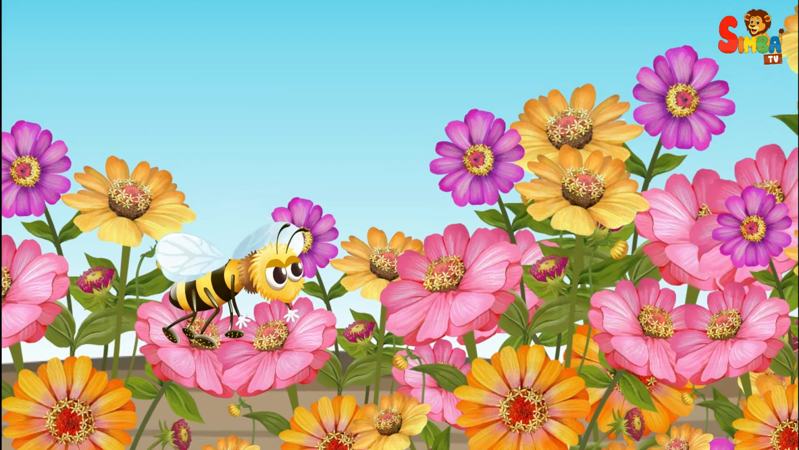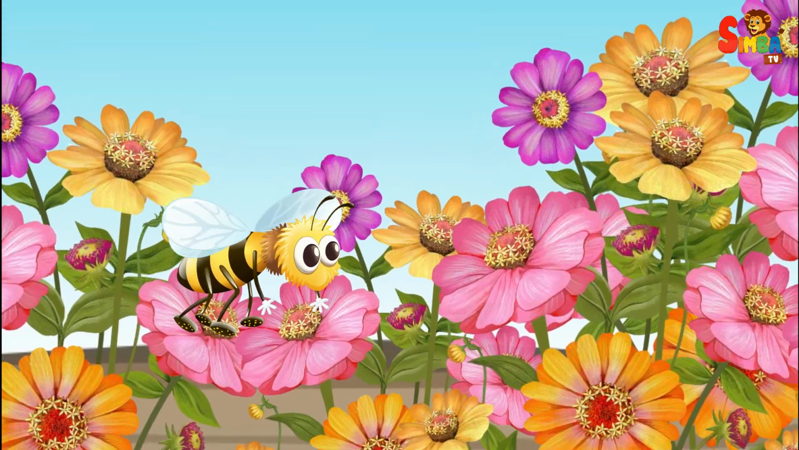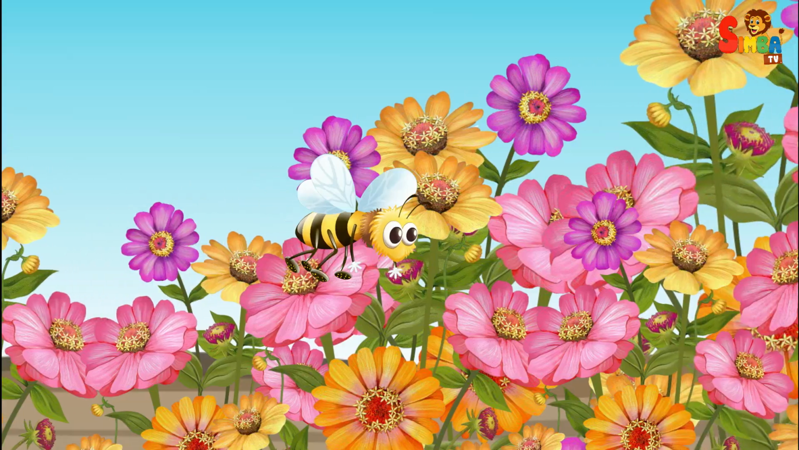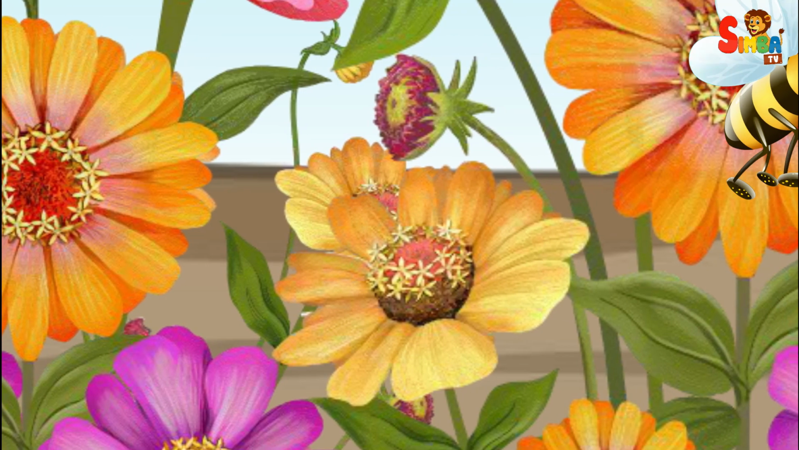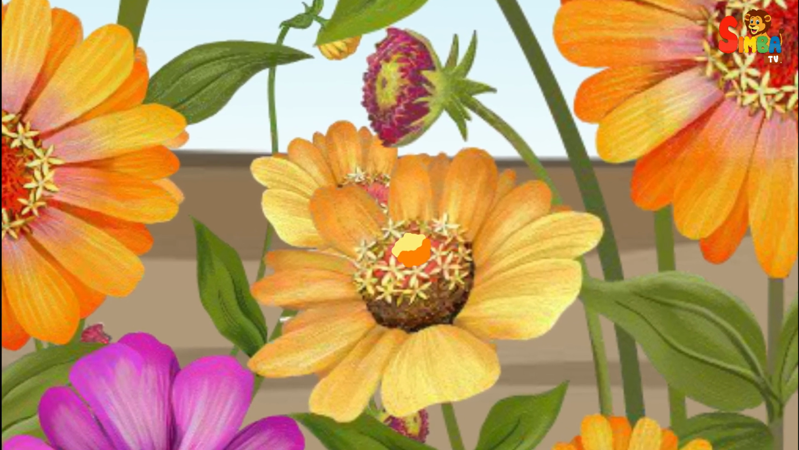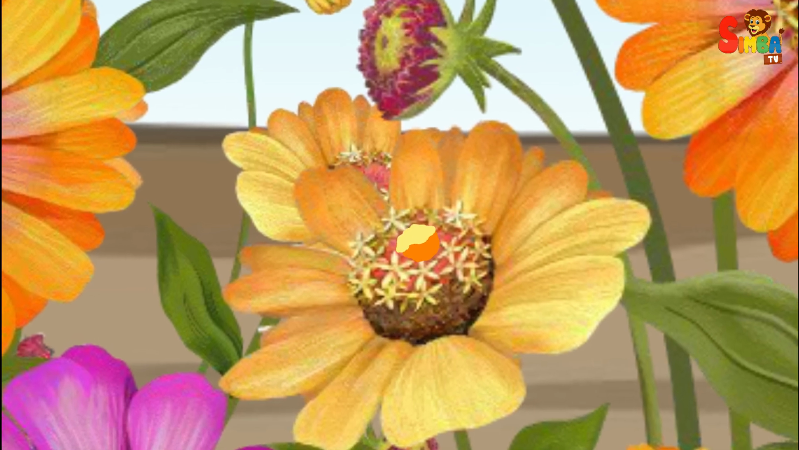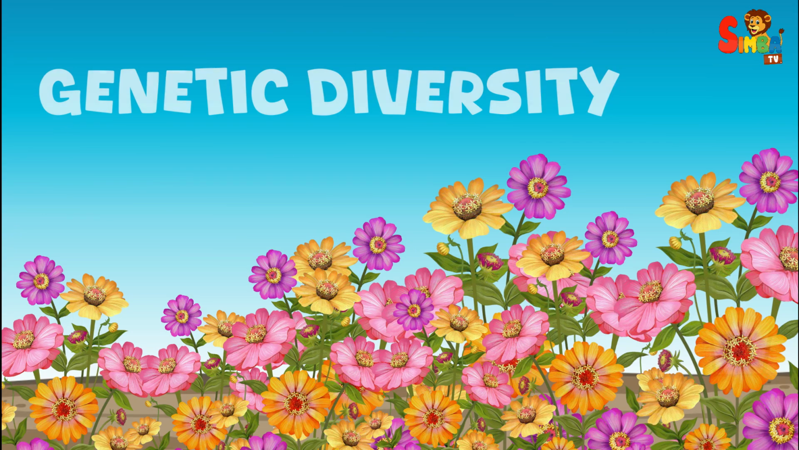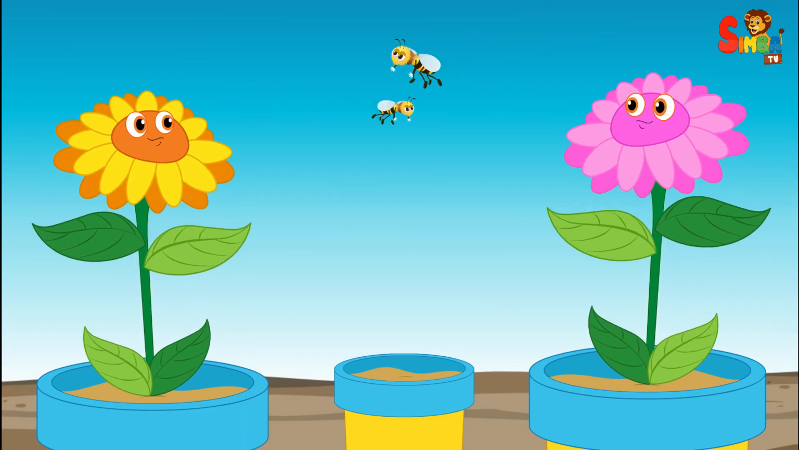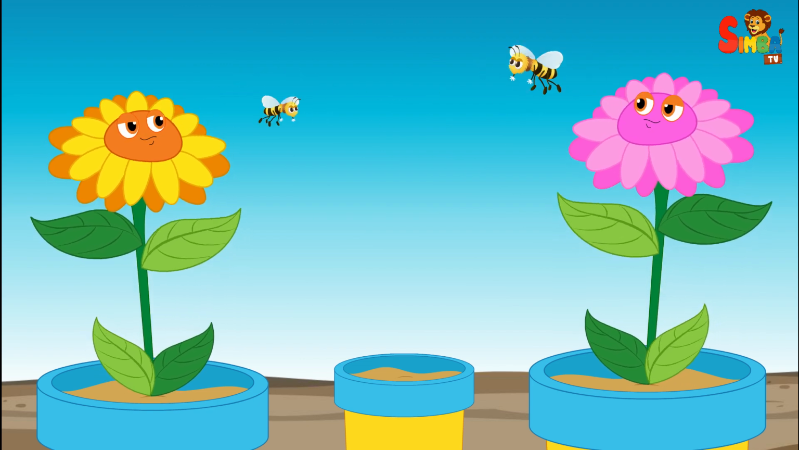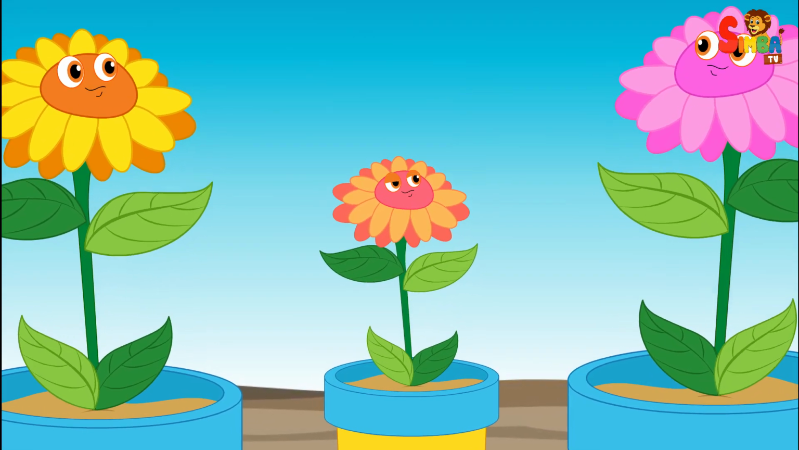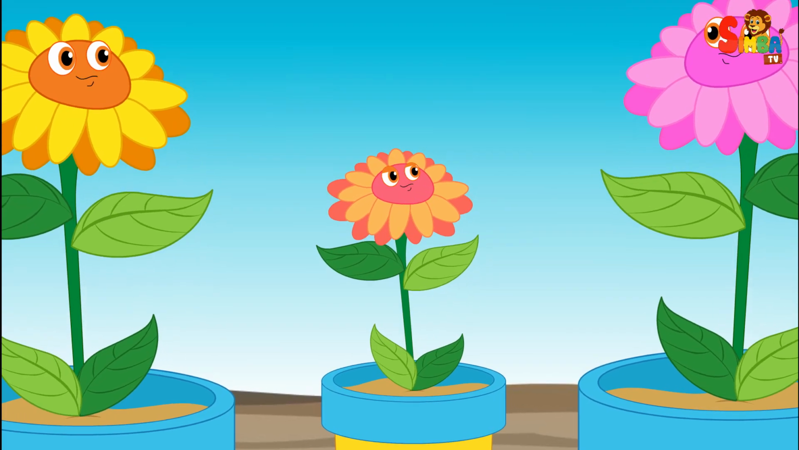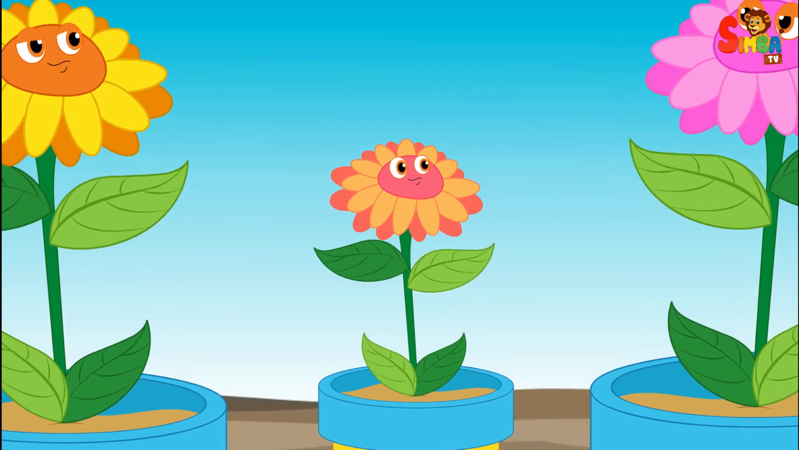Reproduction. Flowers contain male and female reproductive organs. Pollination leads to fertilization, resulting in the formation of seeds and fruits, which are essential for the next generation of plants. Genetic diversity. By encouraging cross-pollination between different plants, flowers promote genetic diversity, which can enhance a plant's adaptability to changing environments and improve its chances of survival.